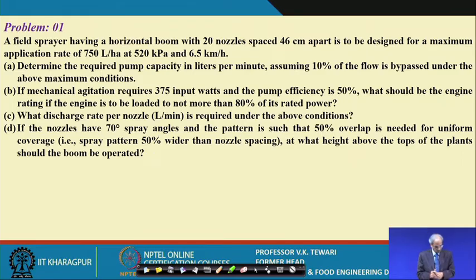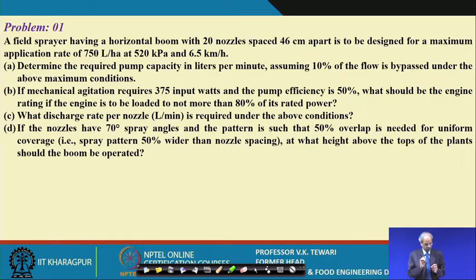to find out how they actually perform. Then, what discharge rate per nozzle is required under the above conditions? We have 20 nozzles at 46 centimeter apart, and with the given data, how much will be the discharge rate per nozzle? If the nozzle has a 70 degree spray angle, you have seen that spray angle which we have discussed, and the pattern is such that 50% overlap is needed for uniform coverage, as we have talked that distribution of uniform coverage is very, very important. So, at what height above the top of the plant should the boom be operated?